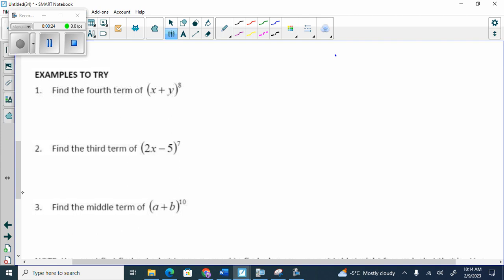So we're going to go here. We're going to find the fourth term. So if I use my formula, I need T4. So I write my formula below to help myself out. So I know it's T(k+1) equals nCk x to the n minus k y to the k. Now, in order to fill in that formula, I need k, I need n, I need x, I need y. Do you agree? k, n, x, y.